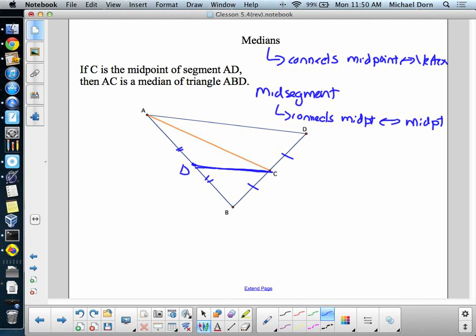Just like with angle bisectors and perpendicular bisectors, you may want to get the door.